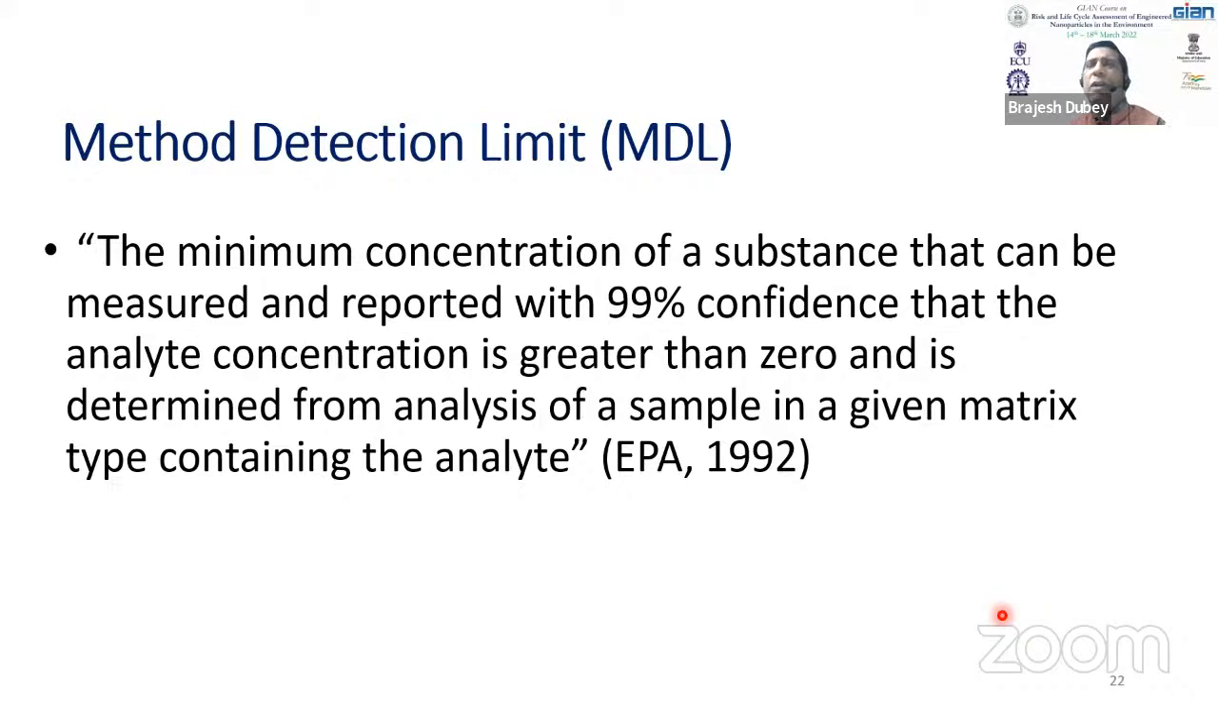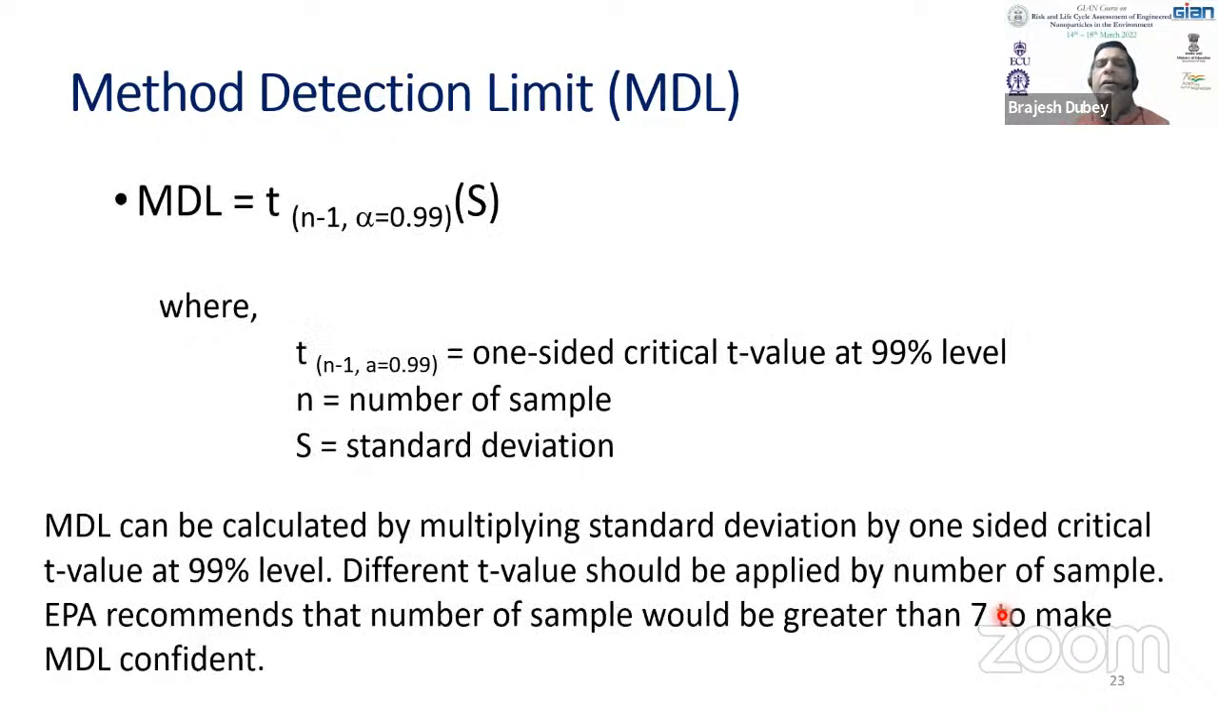So for any instrument, what is that detection limit at which you can say for sure? Here we are getting into statistics: the minimum concentration of a substance that can be measured and reported with 99% confidence that the concentration is present, that it is greater than zero. That is what is known as the method detection limit. So how do we calculate that? This is the formula for method detection limit. It's your t value from the t test.